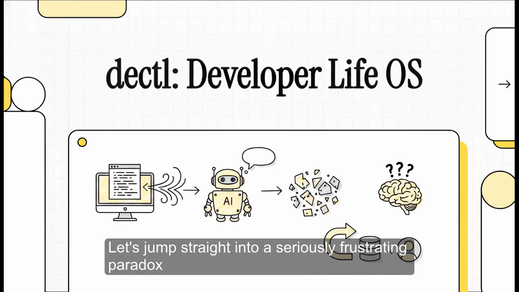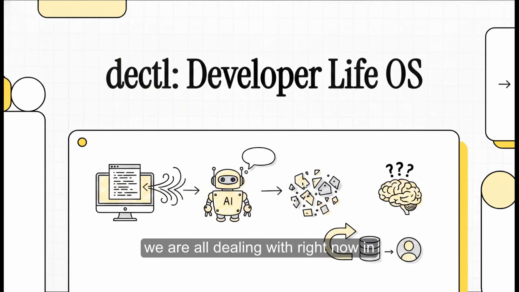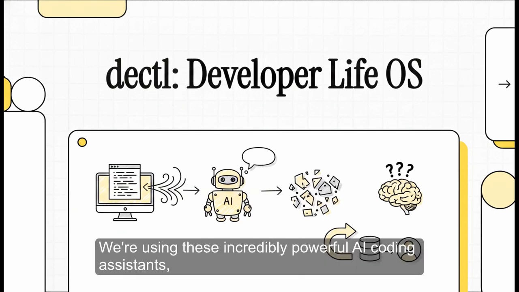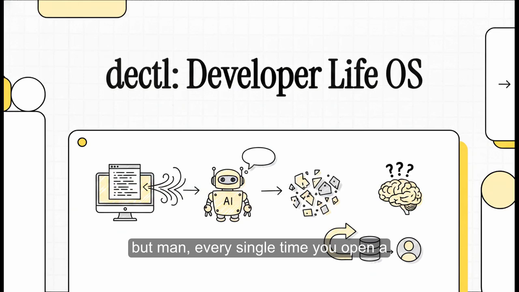Let's jump straight into a seriously frustrating paradox we are all dealing with right now in software development. You know the drill. We're using these incredibly powerful AI coding assistants, but man, every single time you open a new session, it's like watching a token meter just spin out of control while the AI asks the most basic questions. Seriously, they suffer from a complete and total lack of memory.